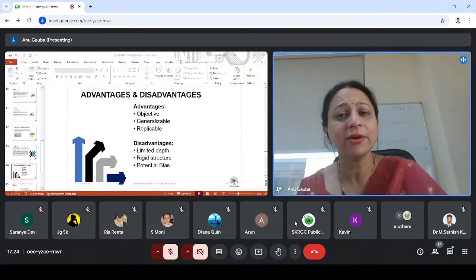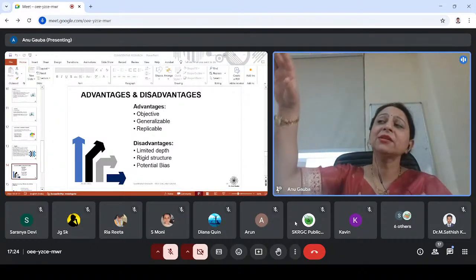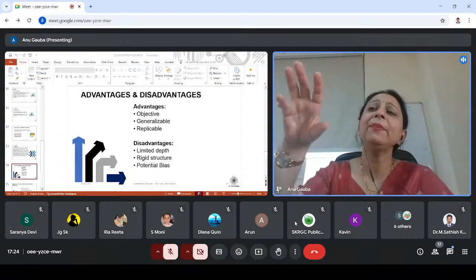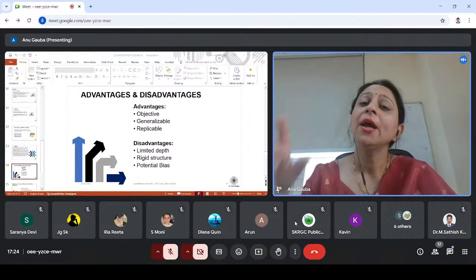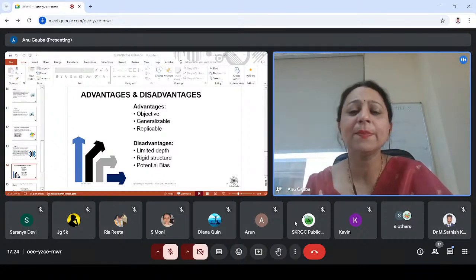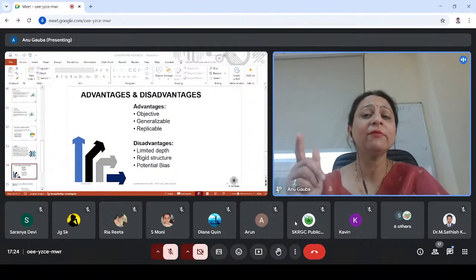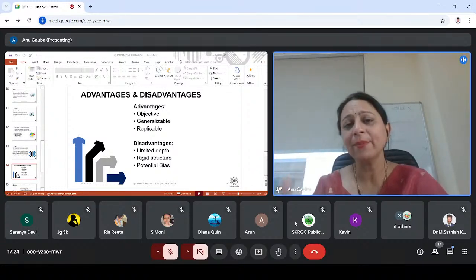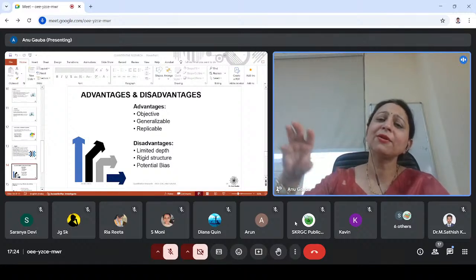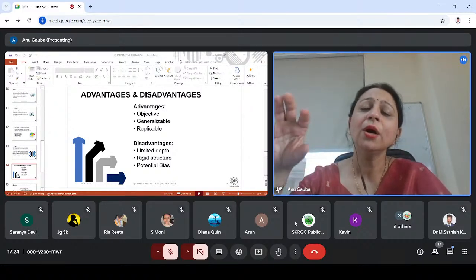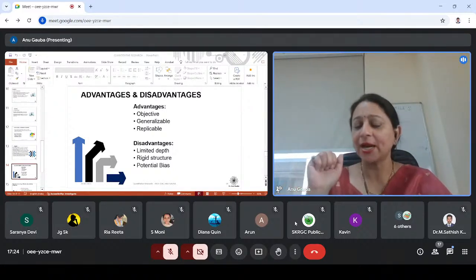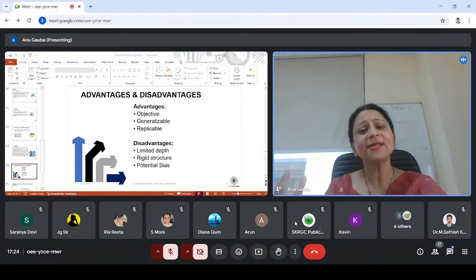Second thing, it is generalizable. How can we say that it is generalizable? Because every person of the population gets an equal chance to participate in the study, right? We will do randomization. Randomly we are going to select the sample. So that means every person of the population gets the chance to be a part of that particular study. It is also replicable.